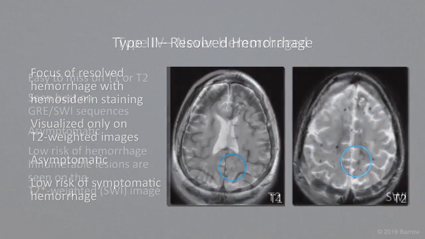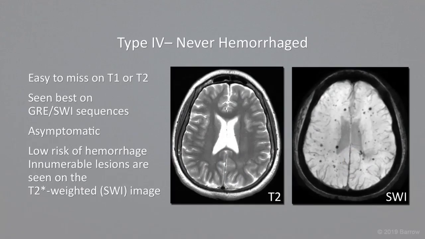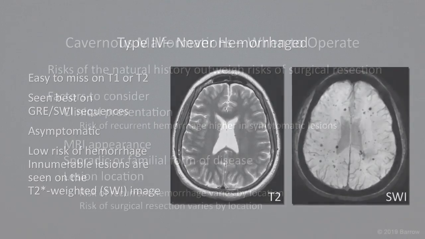Finally, here is an example of a type 4 lesion, which are those lesions that have no evidence of prior hemorrhage. These can be easy to miss on T1 or even T2 images, as there's no evidence of hemosiderin staining, but are easily picked up on gradient-recalled echo and susceptibility-weighted imaging sequences. These lesions are almost always asymptomatic and have a low risk of hemorrhage.